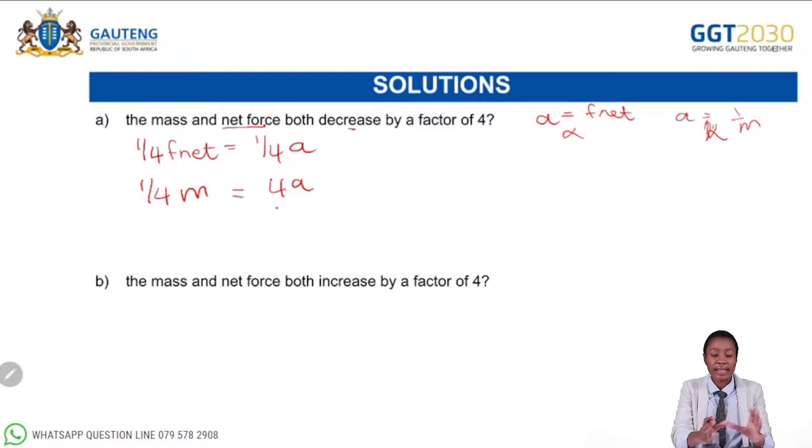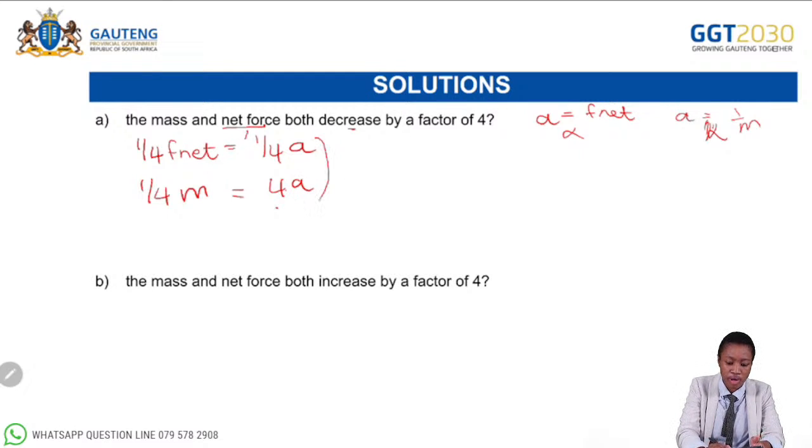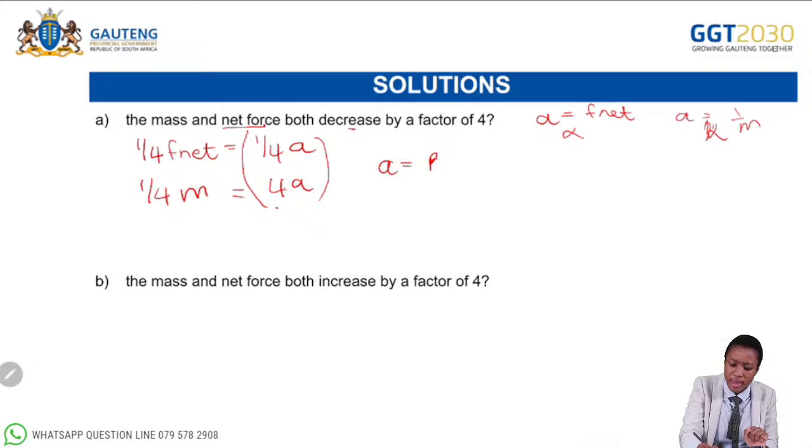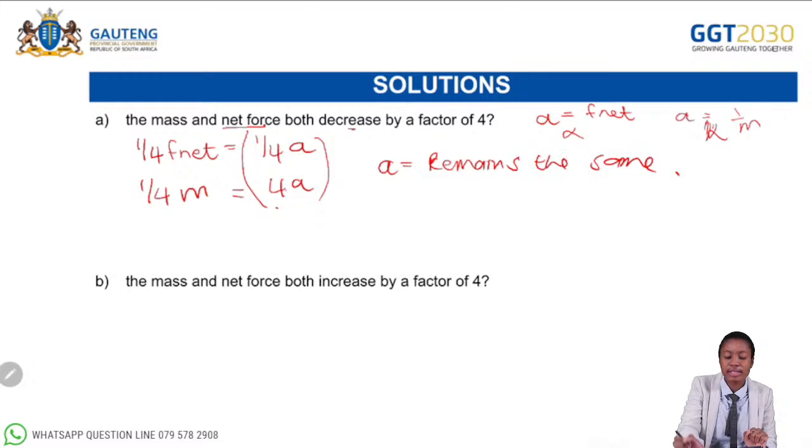So if you look at this overall, what does that tell you? We decreased force, that means acceleration decreased by a factor of 4. But then we decreased mass, meaning acceleration increased by a factor of 4. What does that tell you? That they basically neutralized each other. So a remains the same.